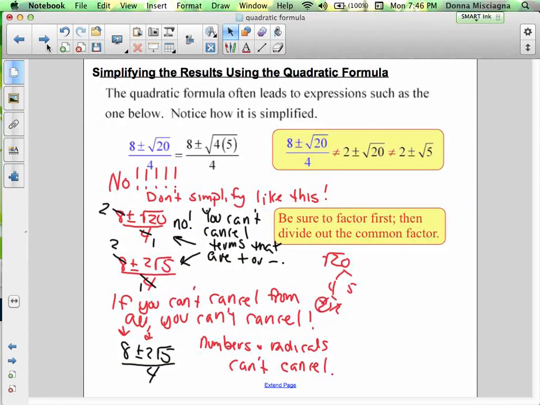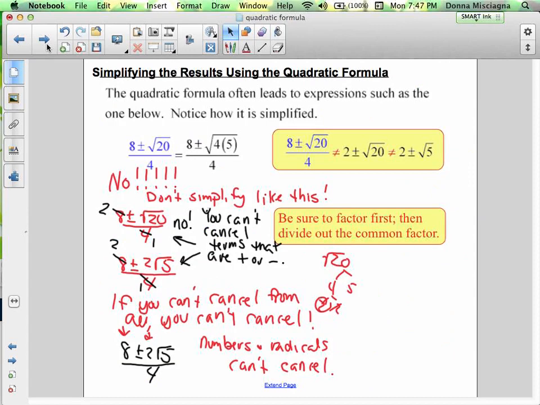So important: simplifying the results using quadratic formula. The quadratic formula often leads to expressions such as the one below. Notice how it is simplified. All right, so you've got 8 plus or minus the square root of 20 divided by 4. If you do not, you get nonsense as an answer, because you're simplifying things that are added, and multiplication is not the inverse of addition. Absolutely wrong to cancel terms that are added. I can just show you with 4. You either cancel it from everybody or you cancel it from nobody. That's the way it goes.